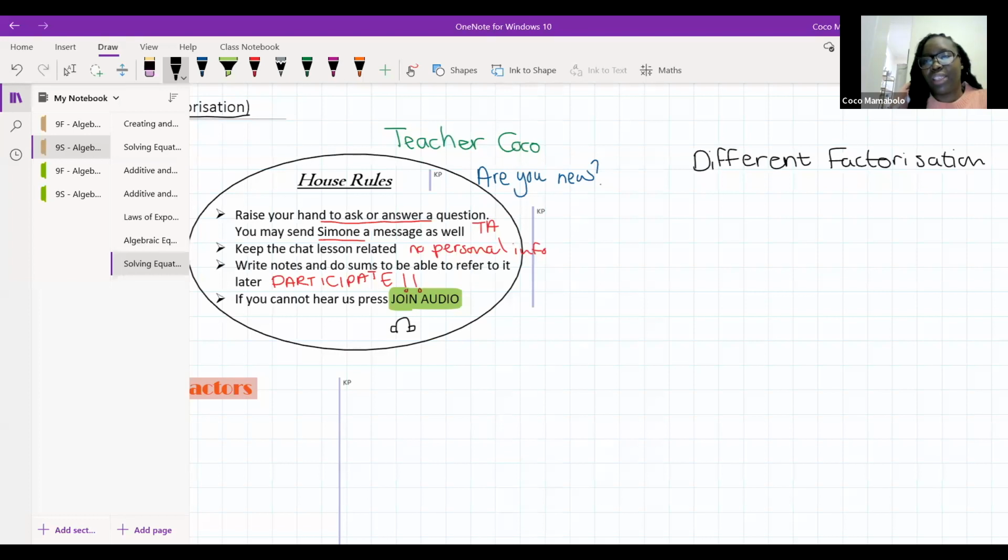Different factorizations. Now, the first kind of factorization that we always get is called a highest common factor. You guys should be familiar with this. Highest common factor. The second one, you guys know it as HCF. I think you guys have learned this one as HCF.